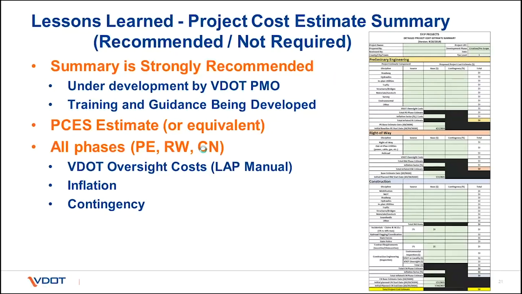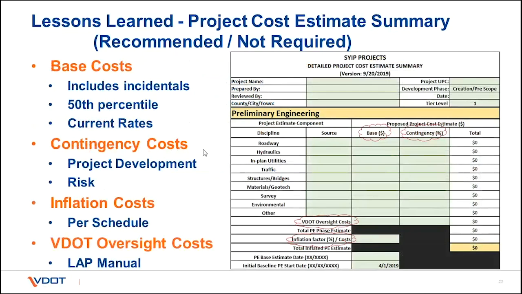Just going into a little bit more detail on this, it has 3 basic aspects of costs. You have the base cost, the contingency, and the inflation. The base cost is the 50th percentile cost. It's what you think the project is going to cost with everything considered, including incidentals and so on. Then you put in a contingency cost for possible overages. That's based on project development and risk. If you're early in the project development and it's a high-risk project, the contingency should be high. If you're late in the project development and the risk is low, your contingency is low.